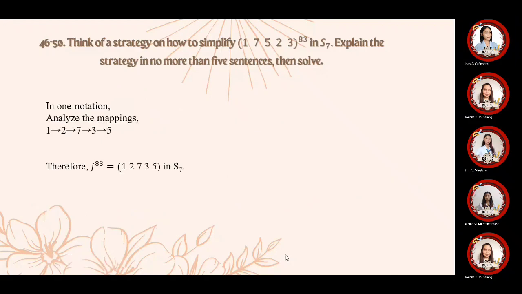Next po. In cycle notation, when we analyze the mappings, we will have 1 maps to 2, 2 maps to 7, 7 maps to 3, and 3 maps to 5. Therefore, J raised to 83 is equal to (1 2 7 3 5) in S7.